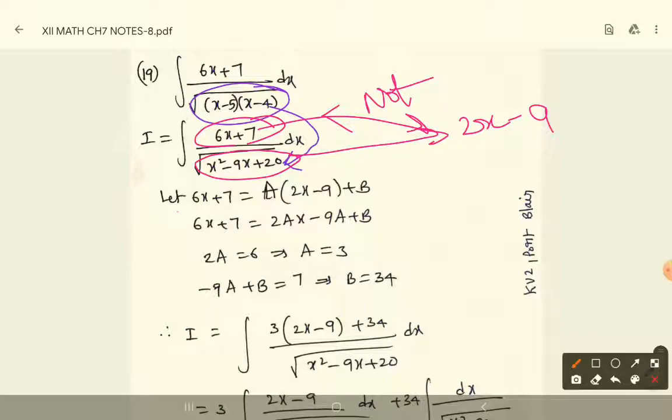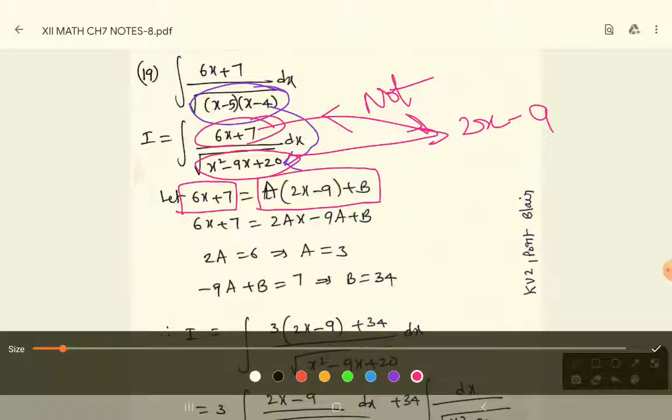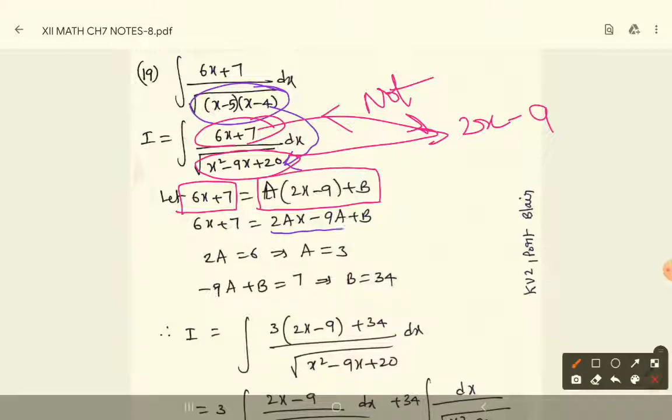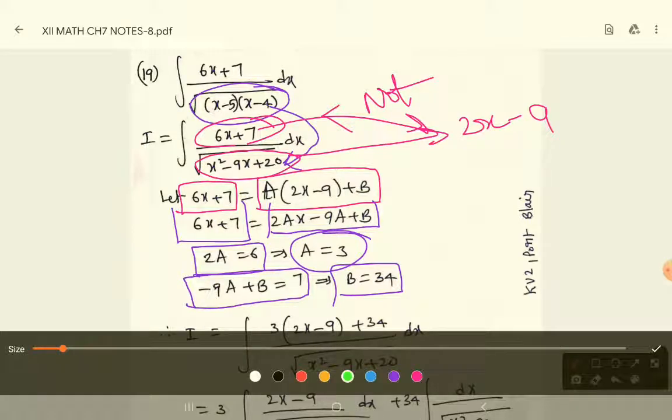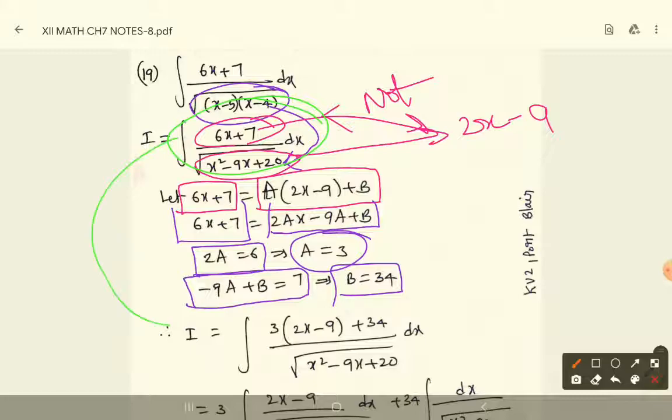When they are not matching, the numerator must be written as a into derivative of the denominator plus b. So after opening, 2x minus 9 with a, then comparing the coefficients, 2a is equal to 6, a is equal to 3. Minus 9a plus b is equal to 7, b is equal to 34. Substitute those values: 6x plus 7 can be written as 3 into 2x minus 9 plus 34, over root of x square minus 9x plus 20.